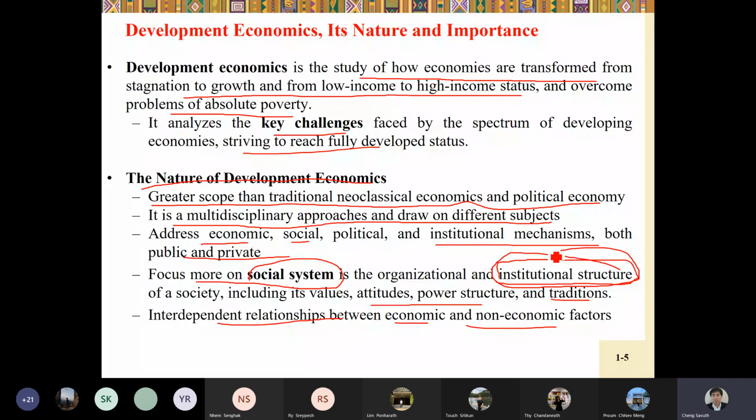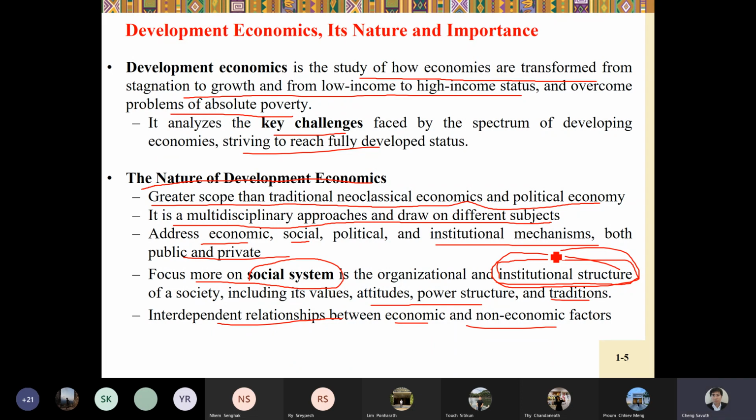So institution here does not mean the organization that you see, but refers to the system in the country. It could be a law, a culture, or some kind of norm or attitude that sets the behavior of the people in a way that prevents or delays them from moving forward or transforming. So this is the key thing.